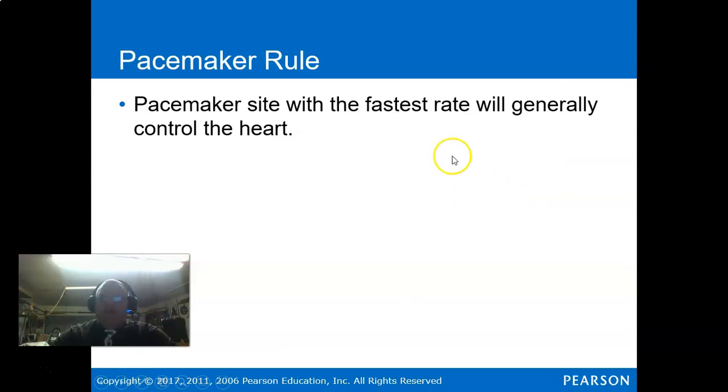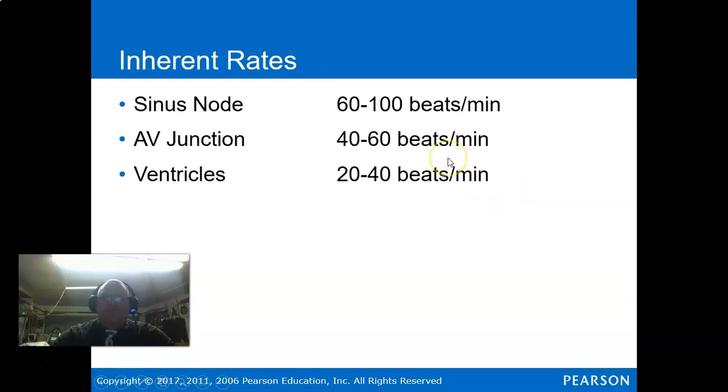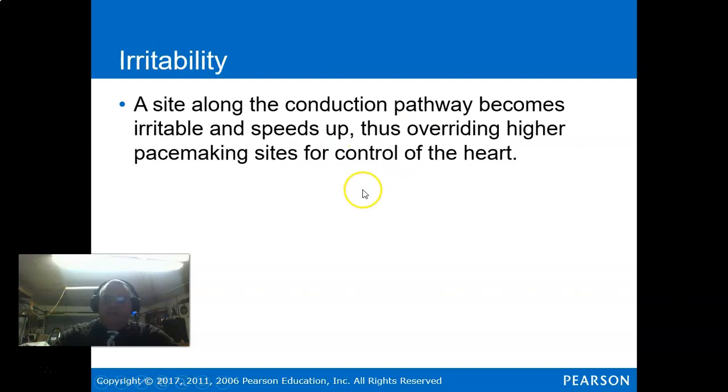Now, pacemaker sites, the fastest one usually is the one that takes the lead, okay? So again, if we got a sinus node, it's probably going to be your primary pacemaker, but you can have the backup pacemakers of the AV junction and then the backup pacemaker of the ventricles, the Purkinje fibers themselves.